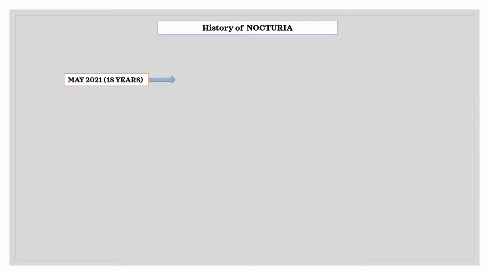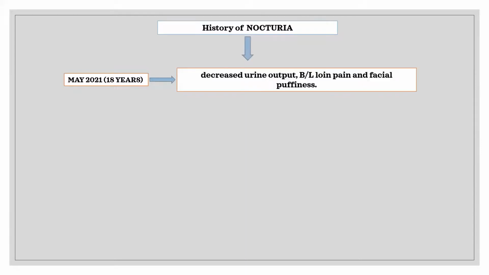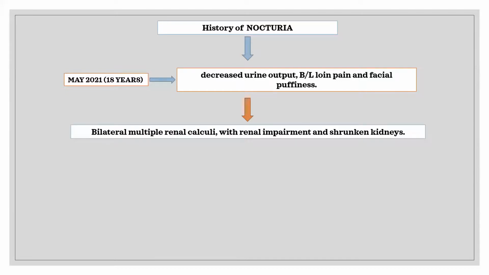And from 2017 to 2021, he had a history of nocturia. This history was given on repeated probing and he was never taken to a hospital. But around the age of 18, in May 2021, he had decreased urine output, bilateral loin pain and facial puffiness, which alarmed the parents, and he was taken to a district hospital where parents were informed he was having bilateral multiple renal calculi with renal impairment and shrunken kidneys.